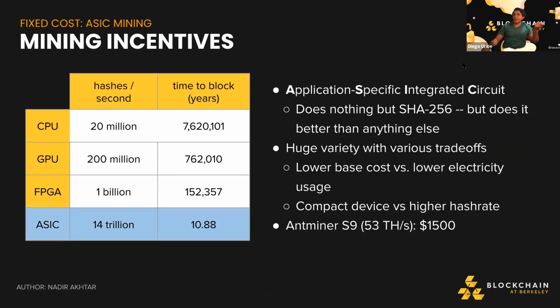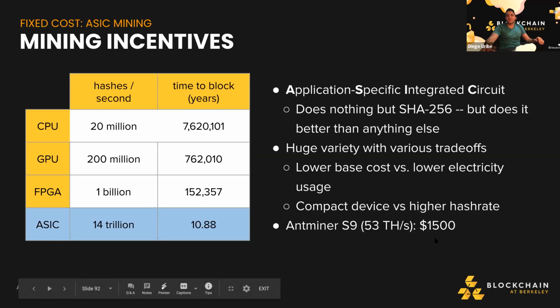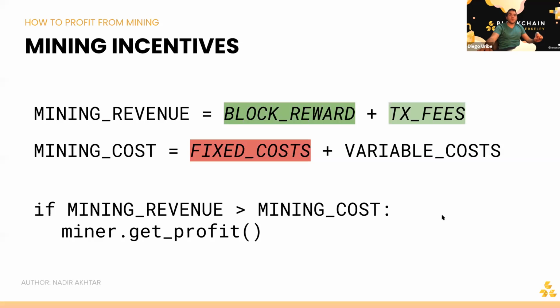So an ASIC is an application-specific integrated circuit. The only thing an ASIC will do is SHA-256 hashes, and it's useless for everything else. A good thing is it's much more energy efficient than a GPU, for example. It's going to have lower electricity usage, a smaller device, and a very high hash rate, and you can see the cost here of the Antminer S9 is $1,500, so it's getting into the expensive side of things. So with that, let's go into variable cost.